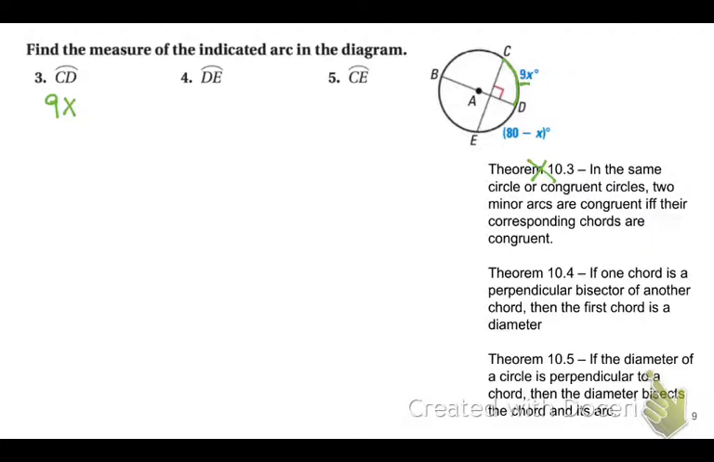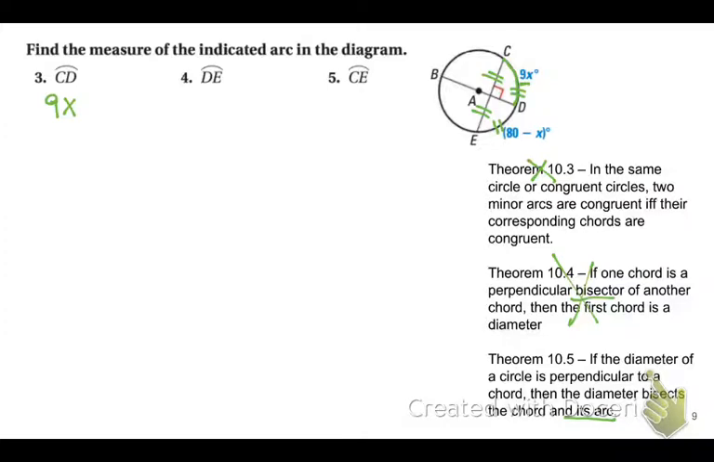10.4, if one chord is a perpendicular bisector of another chord, then the first chord is a diameter. We know that this chord is perpendicular to the diameter, but we do not know if it's a bisector. We're not given that information, so this one's not going to work. So again, just like in the previous example, if the diameter of a circle is perpendicular to a chord, then the diameter bisects the chord, these two are going to be equal, and its arc. So this arc is going to be congruent to this arc.